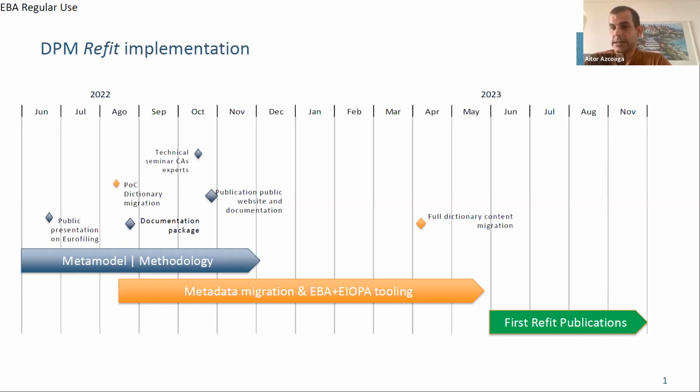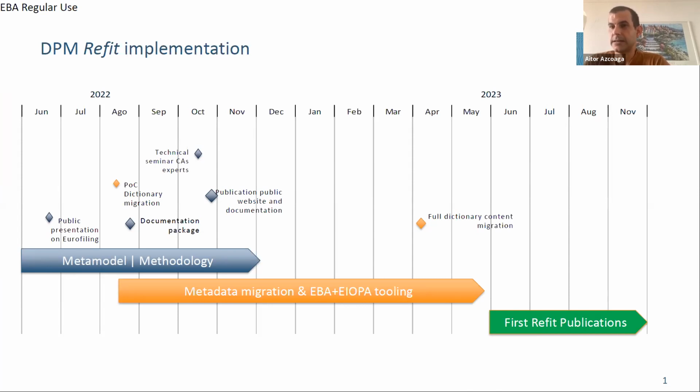In parallel, as I say, we are doing this metadata migration. We are also going to work on the migration of the SAS, and we are developing our specific tooling for our internal needs, which will also be shared with externals, but the goal is to replace our current software solutions. We estimate that by March next year we should have what we call a minimum viable product, not the fancy solution, but the solution that enables us to replace the current one and to start to generate the new DPM Refit models, at least for the transitional period.